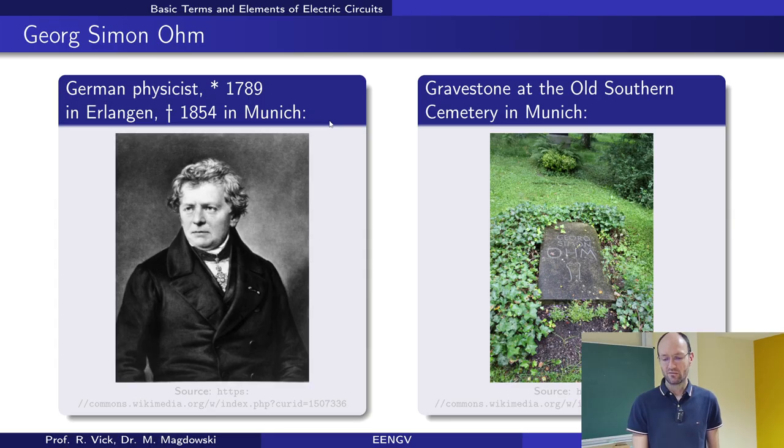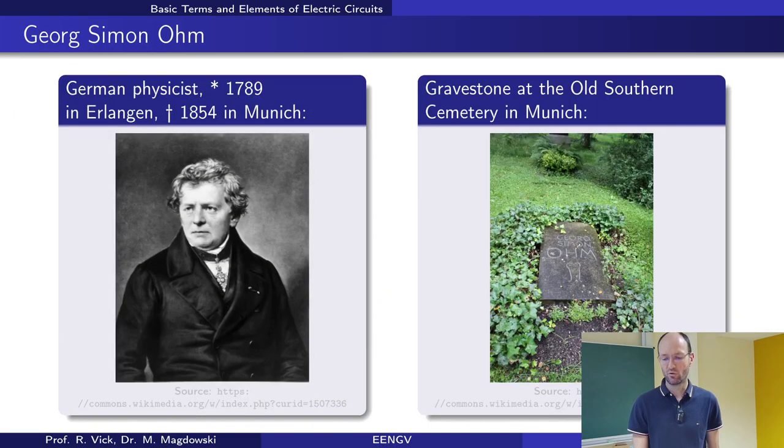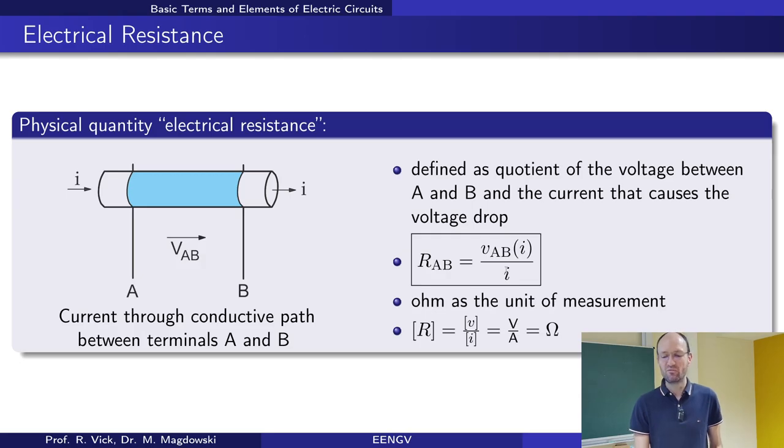And so he also found out that this ratio, voltage divided by current, what we call resistance, if you have typical metals, if you have material like this, will in most cases be a constant. So there's always the same ratio between voltage and current. And this is what we call Ohm's law.